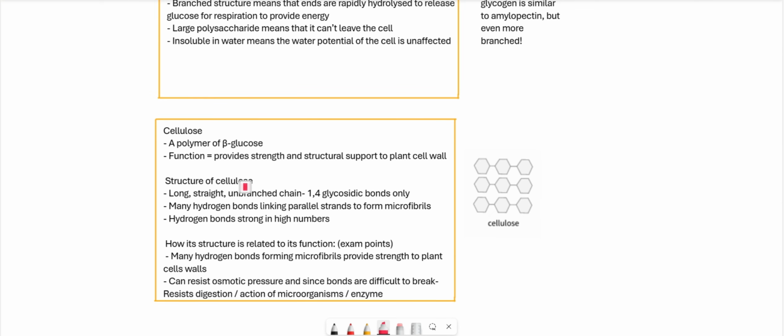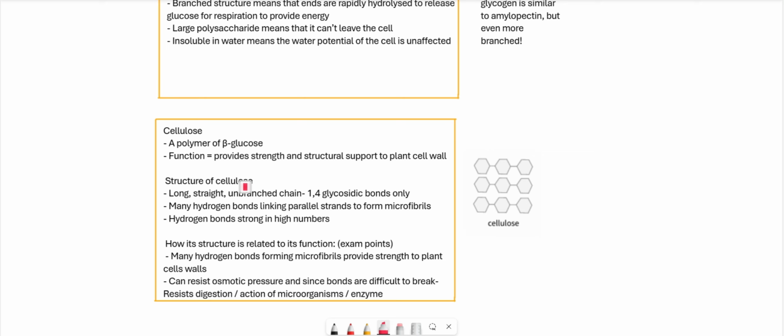Now, cellulose is the third type, and it's a polymer of beta glucose. The previous ones were polymers of alpha glucose. You must remember that this is different for cellulose. Cellulose is the polymer of beta glucose, which is the different type, essentially the isomer. The function of cellulose is to provide strength and structural support to the plant cell wall.